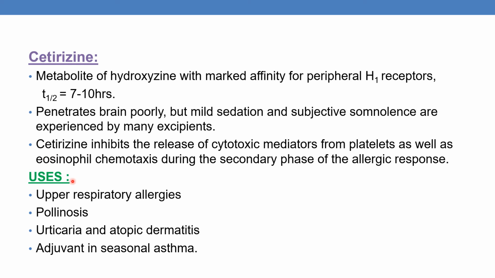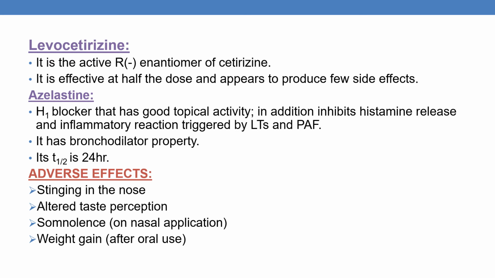Coming to the uses of cetirizine, it is used for upper respiratory allergies, pollinosis, urticaria and atopic dermatitis, and as an adjuvant in seasonal asthma. This is one more important clinical use. Cetirizine is used as an adjuvant in seasonal asthma. Next is levocetirizine. It is an active R-enantiomer of cetirizine. It is effective at half the dose and appears to produce fewer side effects.